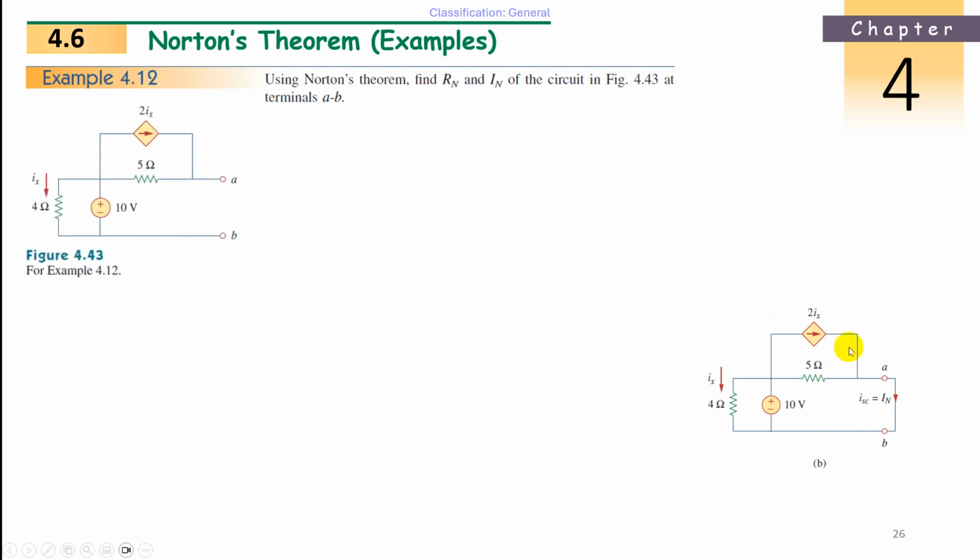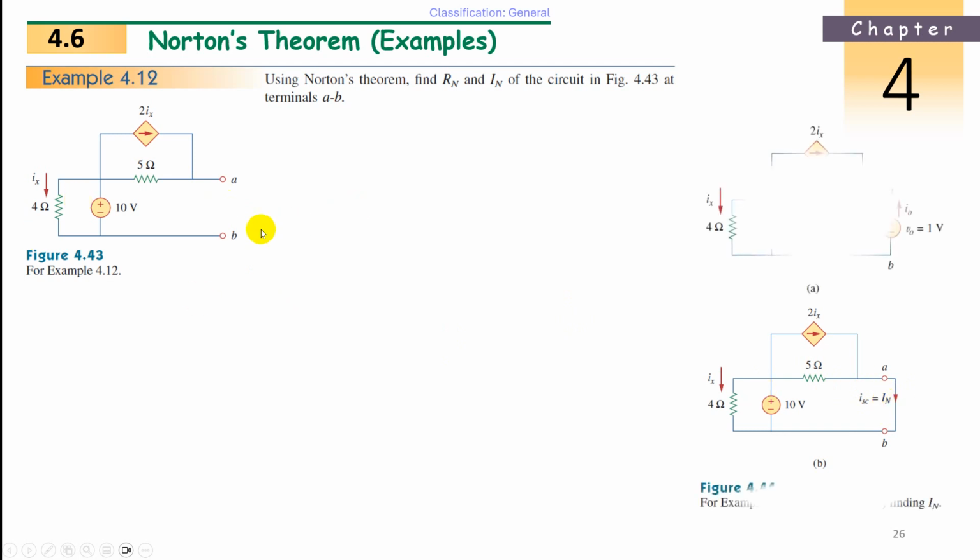Now check here. This is a current controlled dependent current source, 2Ix, with the current source in the direction of the right side. Now let's see. In this circuit we have to short circuit here and find the Rn. If we know the ISC, then we can know the IN.